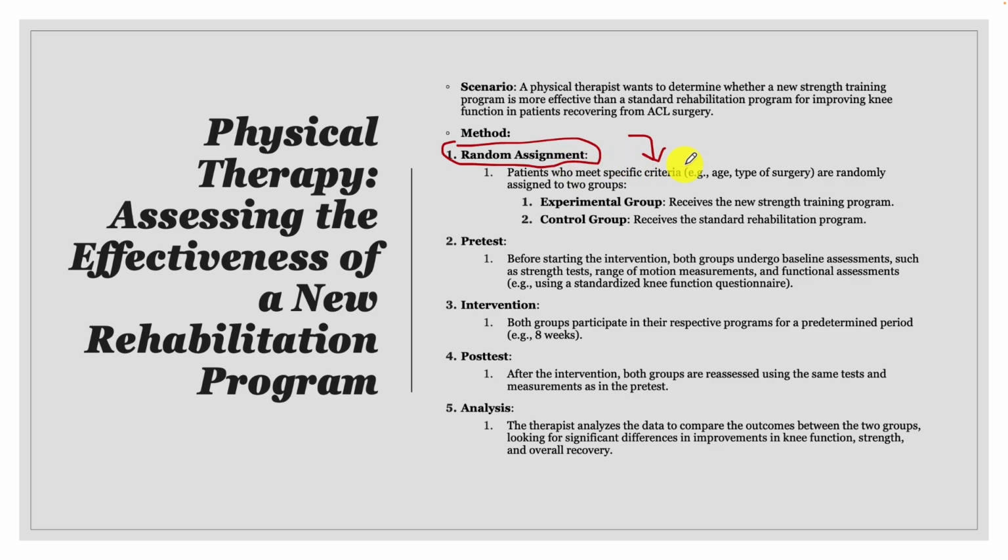So, if I have participants, I want to make sure they meet specific criteria. I want to make sure they're all within the same age. Maybe they have the same type of surgery and they're randomly assigned to an experimental group. In this case, that experimental group is going to be what? The new strength training program, and a control group, the people who are just getting the standard rehabilitation. So if we think about the pretest, we want to get this baseline measurement, right? Before starting the intervention, both groups undergo baseline measurement.